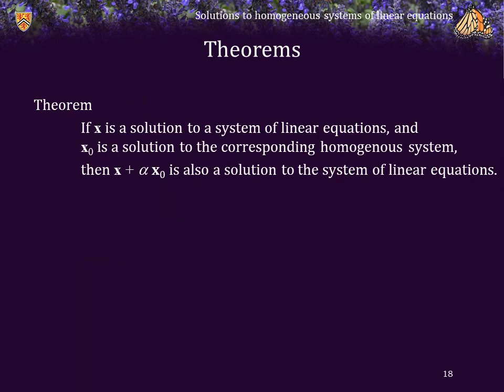Theorem 1. If x is a solution to a system of linear equations, and x naught is a solution to the corresponding homogeneous system, then x plus all scalar multiples of x naught are also all solutions to the system of linear equations.